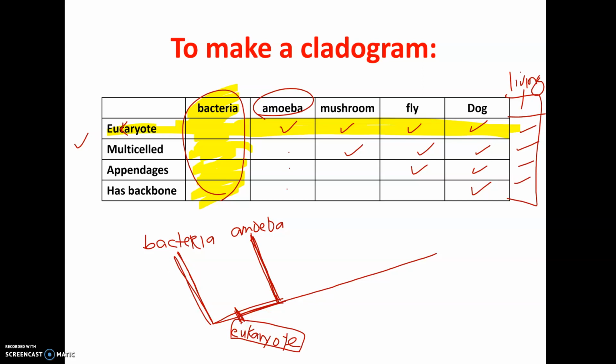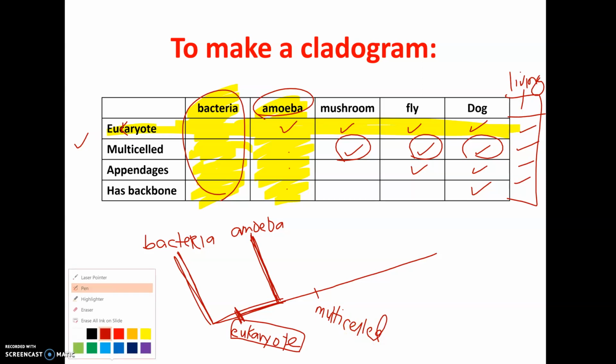So what are we going to do next? Well, we're going to cross off our amoeba just so we can keep track. And now we're going back. We just did an organism, so we want to look for a characteristic. Is there a characteristic that everybody that's not in the cladogram yet shares? And that would be multi-celled, right? Everybody that's left has that characteristic. So multi-celled is going to be our next characteristic. And we're going to cross that off.